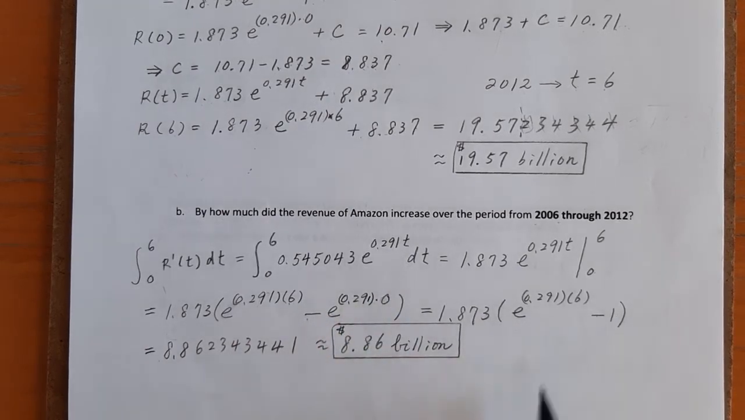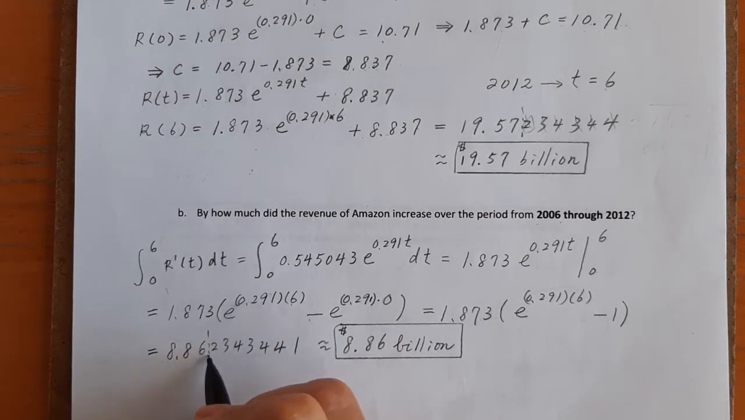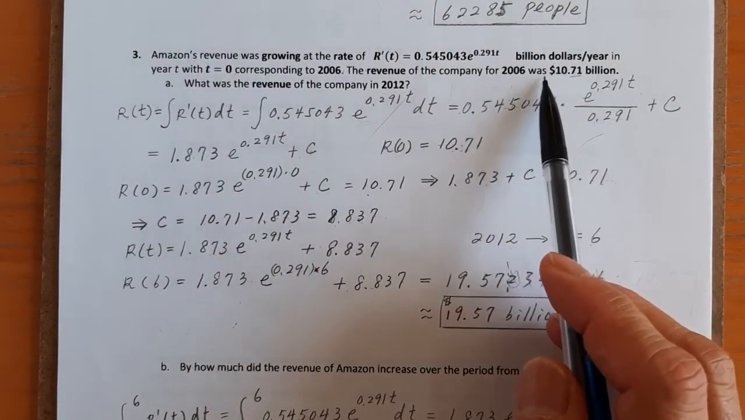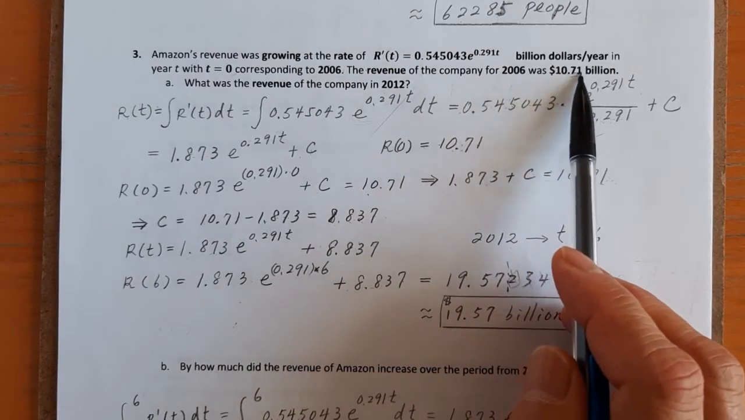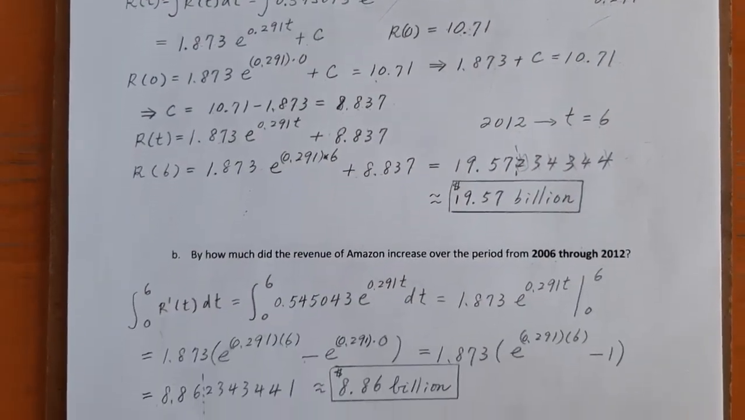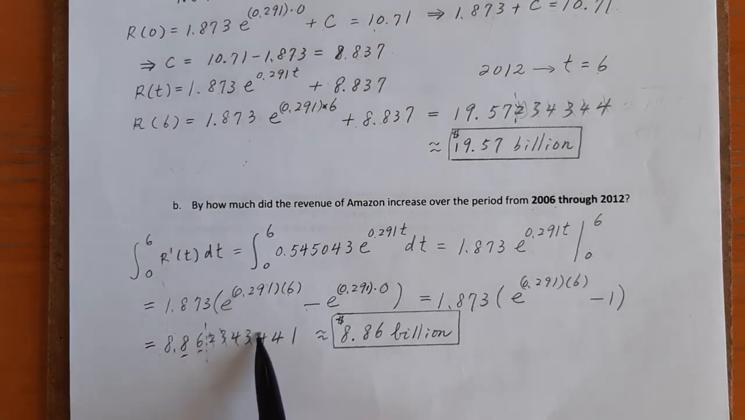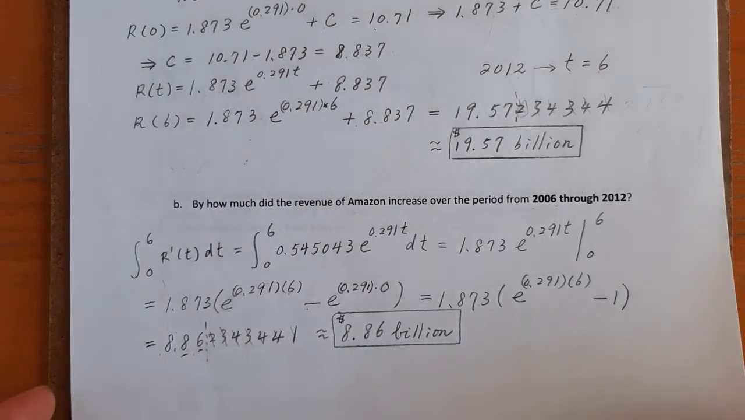E to the power 0 is 1. And this, just use a calculator: minus 1 and times 1.873, you got this. And rounding to 2 decimal digits, because the original given number when t equals 0 has 2 decimal digits. So we will use the same format, 2 decimal digits, and truncate. And we'll get $8.86 billion.